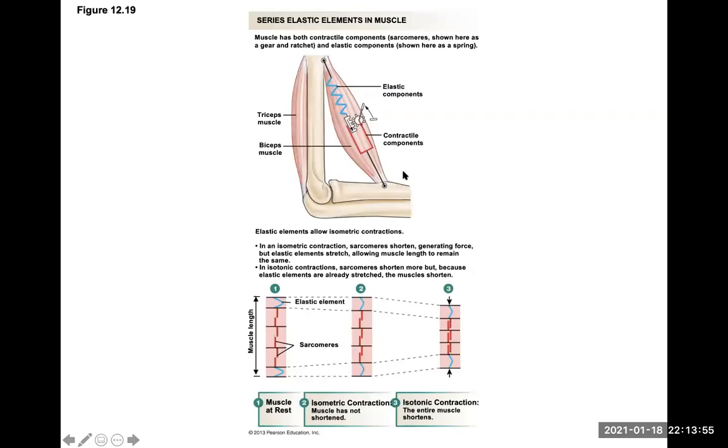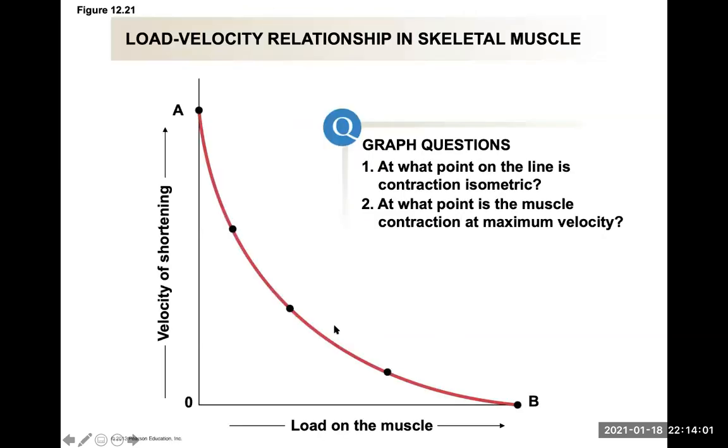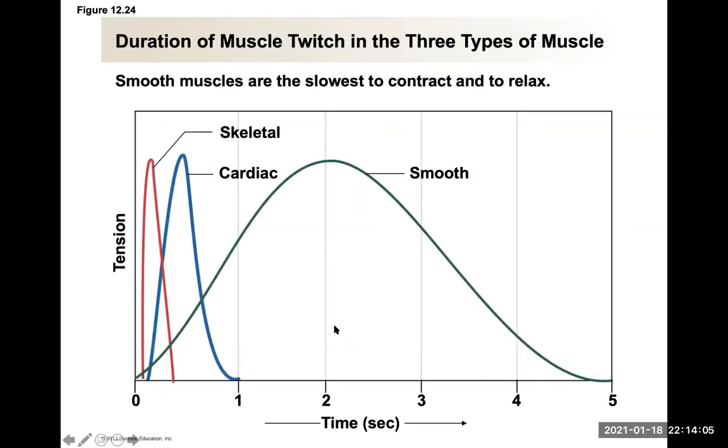This is the series of elastic elements in the muscle. Don't worry about this for the review. Load versus velocity isn't very important either. And then the duration of the twitch. So all you guys need to know about this, obviously, is that skeletal happen fast, cardiac happen fast, and smooth take a long time for the contractions to occur.